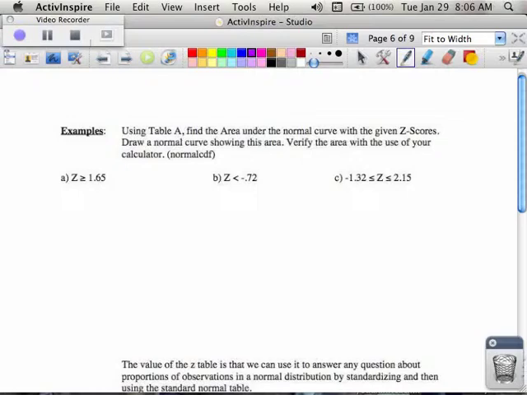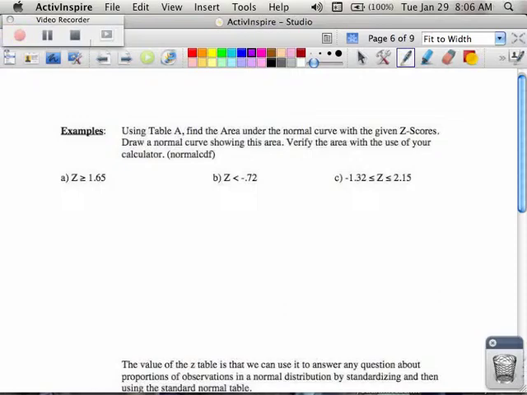I know that the table tells me everything to the left of whatever that data is. So in my table, I look for negative 0.72. So here's negative 0.7, then 0, 1, 2. The answer is 0.2358. Done. What does that mean? That means 23.5% of the data falls below negative 0.72 standard deviations. Wow.